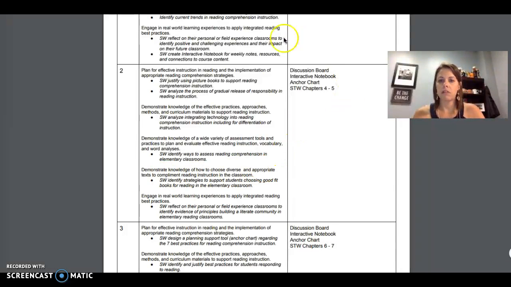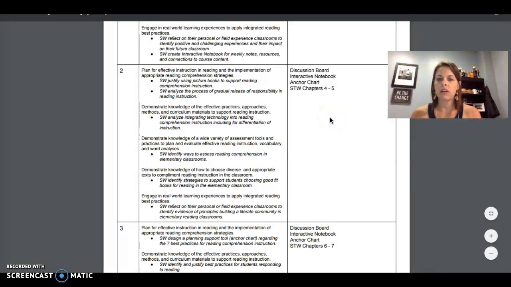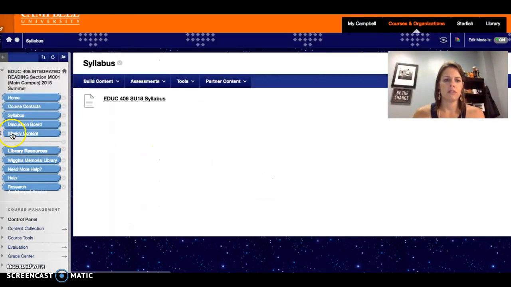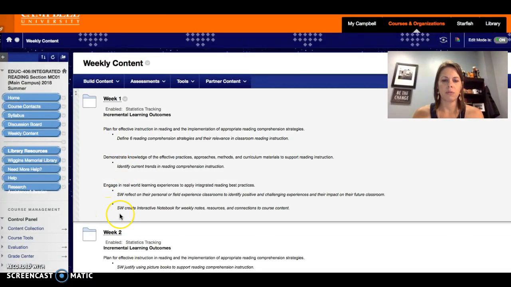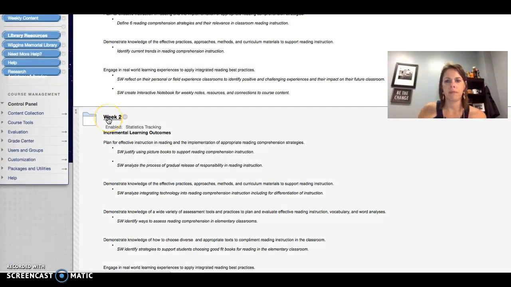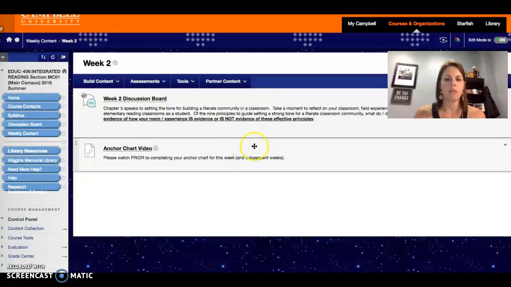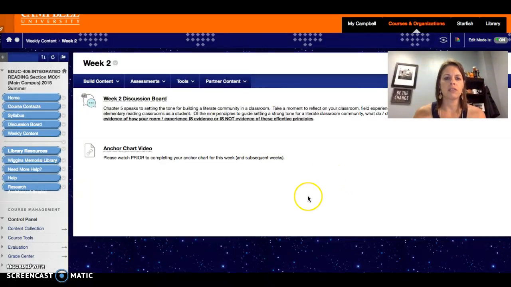So again, we'll assess those outcomes through your discussion board, your interactive notebook, some anchor charts that you're going to be working on, and your Strategies That Work chapters 4 through 5. Going back into our Blackboard course, into your weekly content, and then into week 2, you will see you have access to the discussion board. The discussion board speaks to chapter 5. You are reading chapters 4 and 5 this week. This speaks to chapter 5, about setting the tone for building a literate community in your classroom.